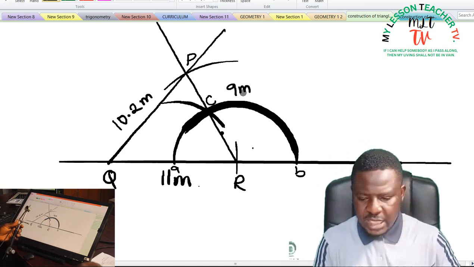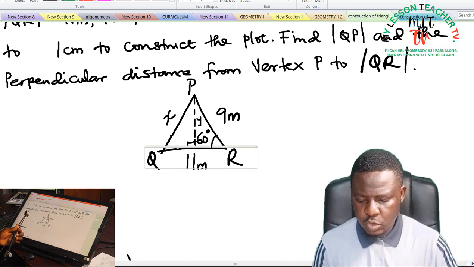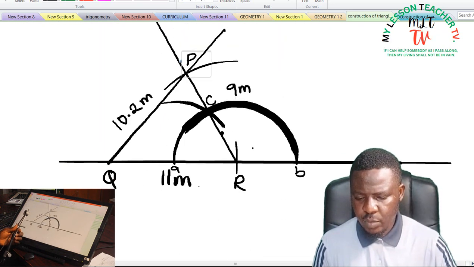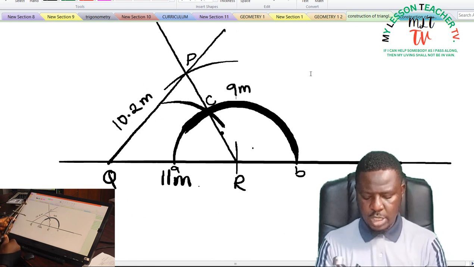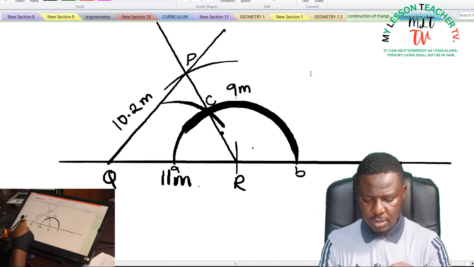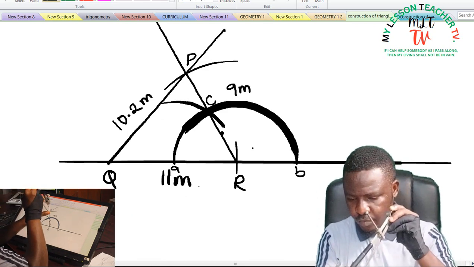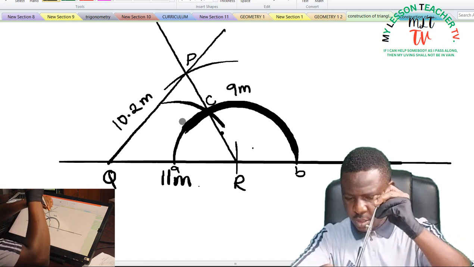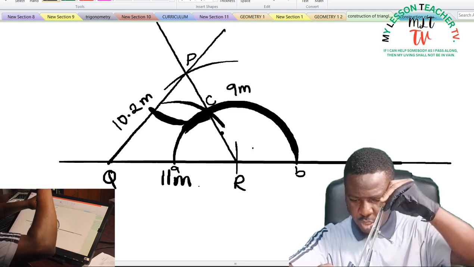Now, the question also says that we should construct a perpendicular from P to QR. So how do we construct a perpendicular on P? P is an angle, so I'm going to bisect that angle into 2 equal parts. So how do we do that? Pick any suitable radius with P as center. With P as center, you draw an arc to cut across these 2 lines.